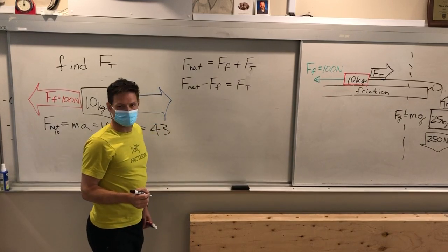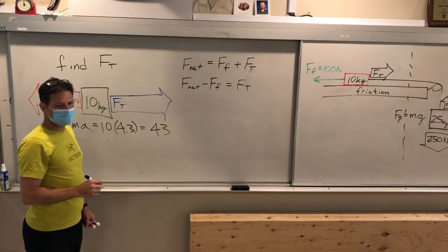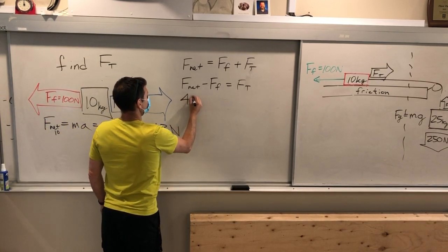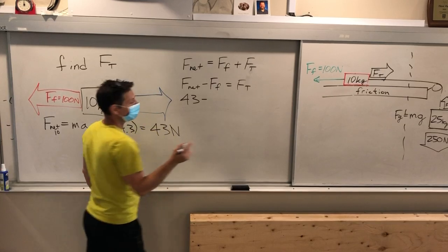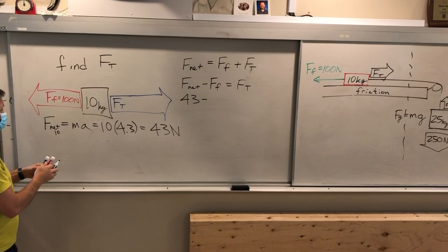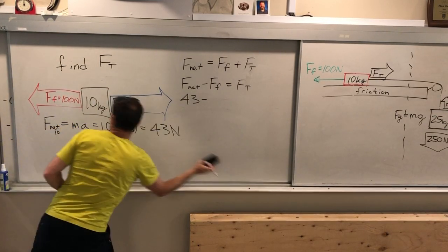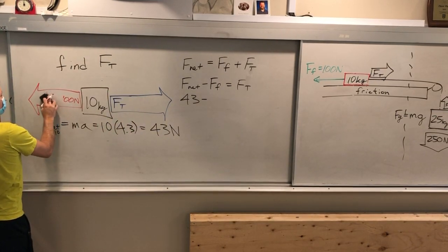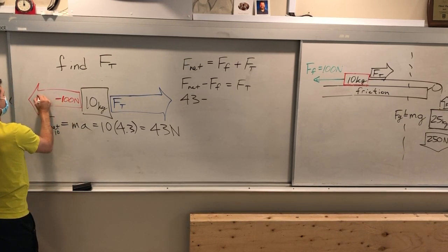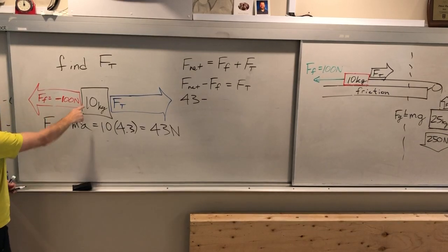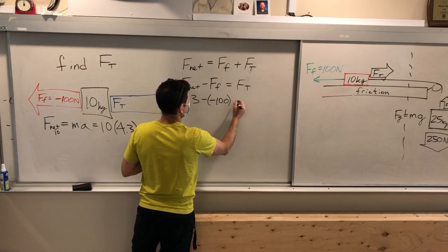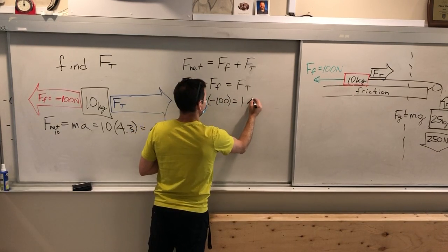Very good. Excellent. Okay. What was my net force? 43 newtons. We just calculated it. So 43 minus, now, is friction positive or negative? Negative. It's negative. I should have written negative. So we have to keep all these positives and negatives straight if you're going to be mathy. Negative 100. So you're minus negative 100. And that's going to equal 143.